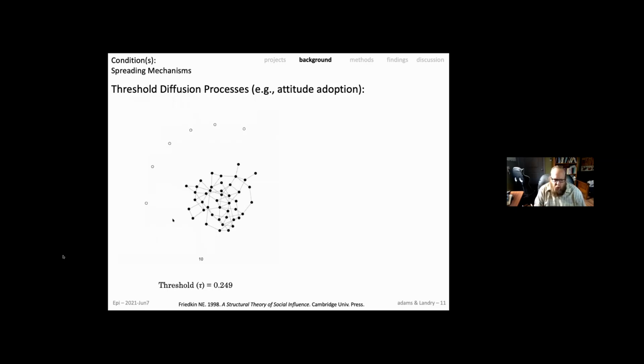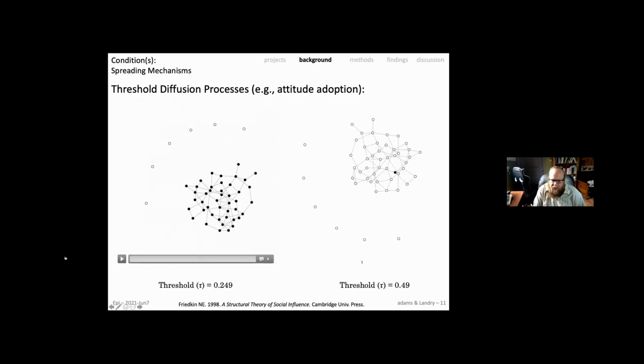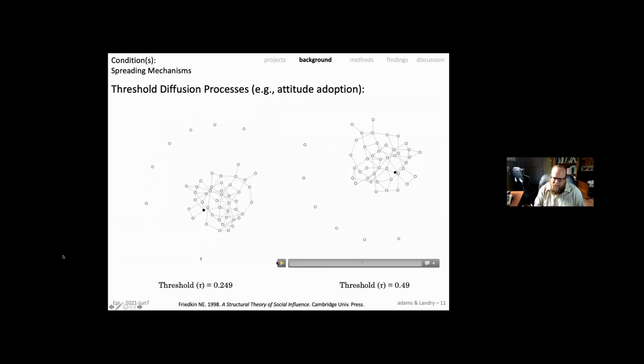Because it only takes a quarter of their partners to have adopted for each person to subsequently adopt. If we up that threshold, and now instead of requiring 25% of our partners to have adopted some behavior, we require 50%, we're going to see a really different pattern. We're going to see a really different process emerge here.